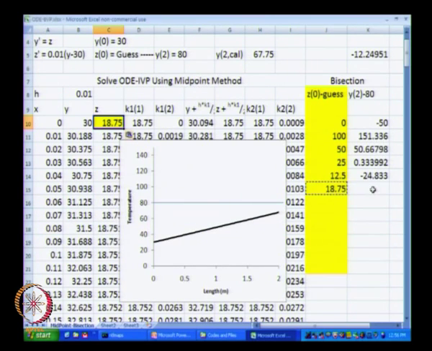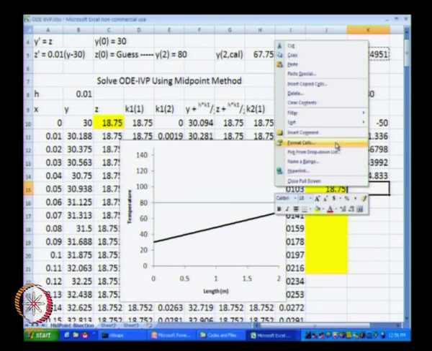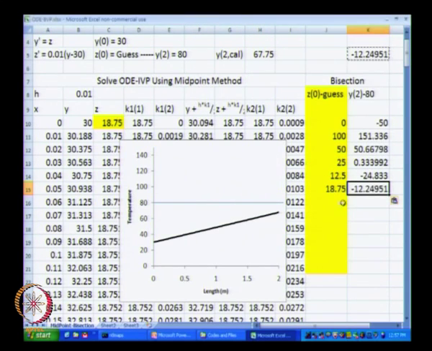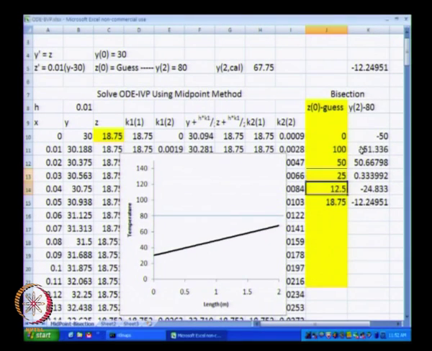Okay, and with 18.5 we are getting this as minus 12. Keep in mind that again we are shooting below the desired point. So now the next value that we got from the bisection method is 18.75. When we substitute 18.75 and solve the ODE IVP using the midpoint method, this is the temperature curve that we are going to get.